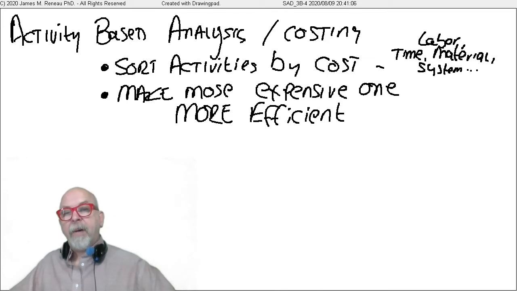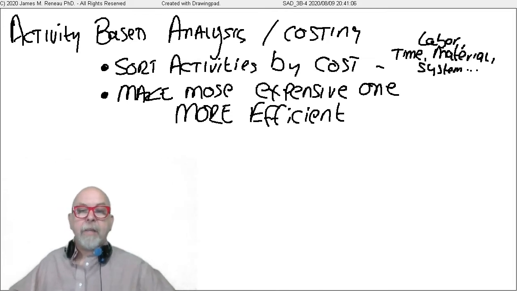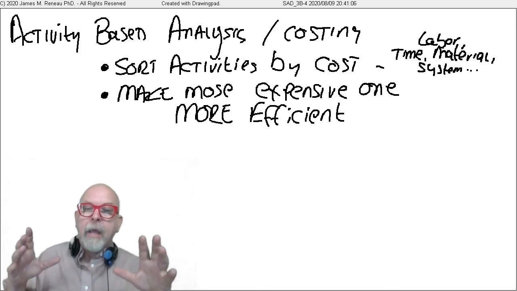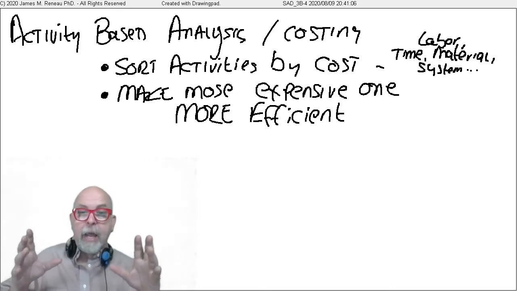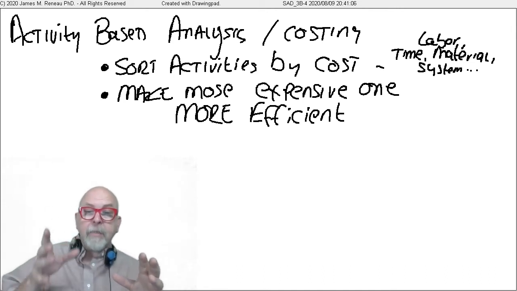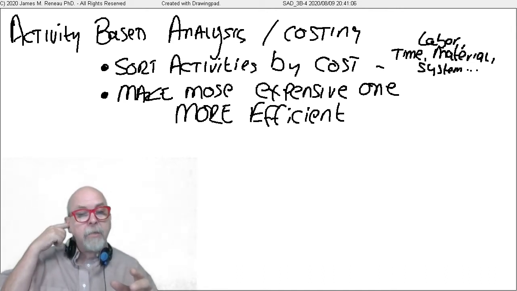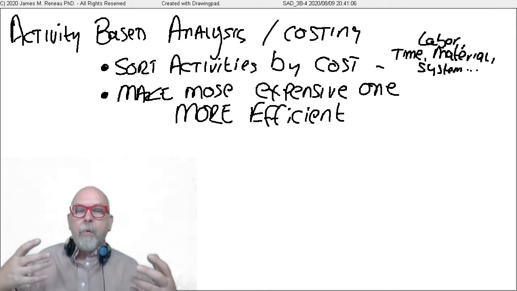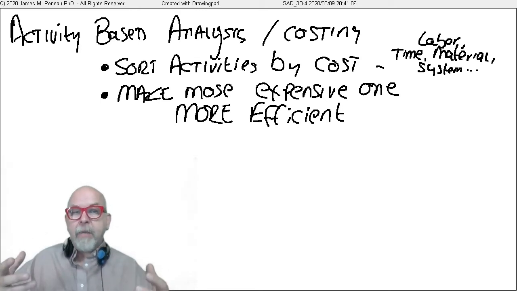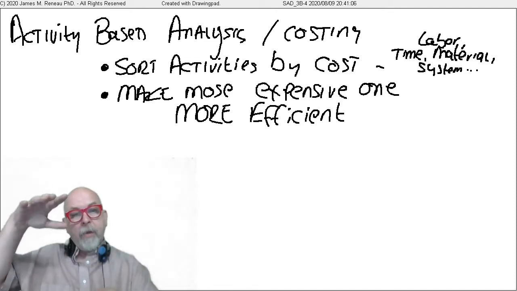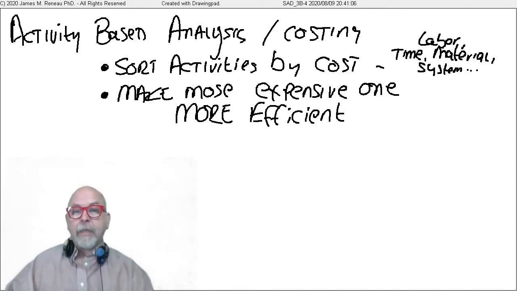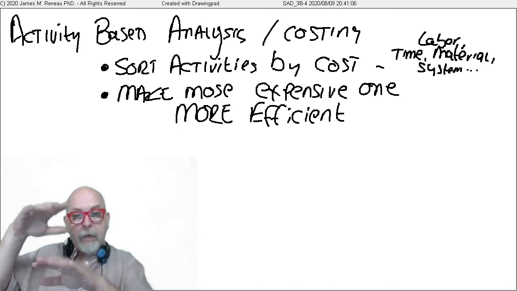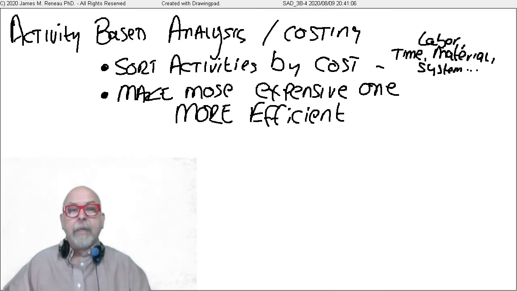There's another type of analysis called activity-based analysis, or activity-based costing. What we do is we look at a process, we look at an activity and break it up into its pieces, and we try to figure out what each of those pieces cost. And the cost is time, material, labor, what systems are needed, what equipment is needed, and all of those kinds of things. And then we sort them from the most costly to the least costly, and we try to analyze the most costly to get them to be less costly.